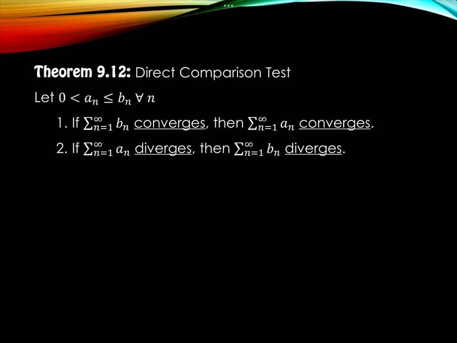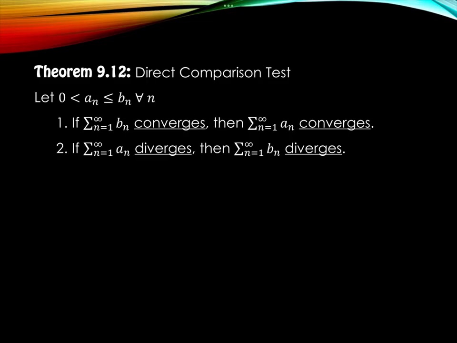So the direct comparison test says the following. We have a sequence, A sub n and B sub n, they're both positive, but A sub n is smaller than B sub n for all n, right? So A1 is smaller than B1, and A2 is smaller than or equal to B2. And the two things that can happen are the following. If B sub n converges, that's the bigger series converges, then clearly the smaller series will as well. Does that make sense? The bigger one converges, the smaller one's going to as well. And then the second one says if the smaller one diverges, then clearly the bigger one will diverge as well.